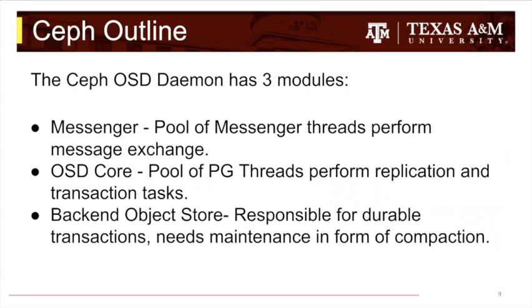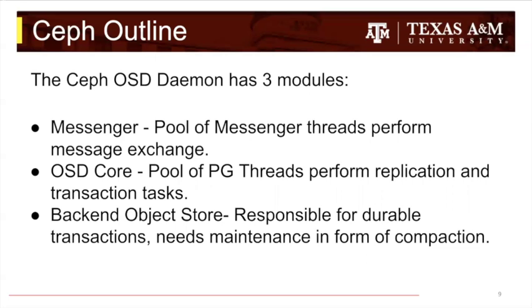It basically consists of three major modules. The first module is the messenger module, which consists of a pool of messenger threads, which try to perform message exchange tasks. Say, for example, you want to send a replication message to a different node and receive an acknowledgement back from them. All this communication happens through the messenger with the help of messenger threads, and a pool of these messenger threads is what the messenger module contains.